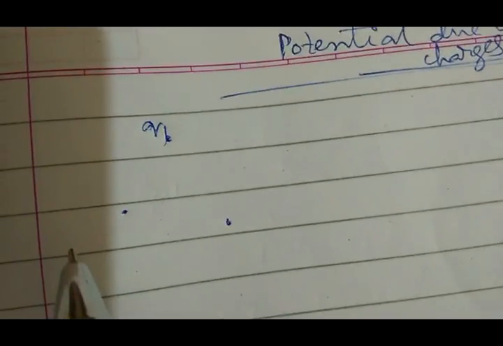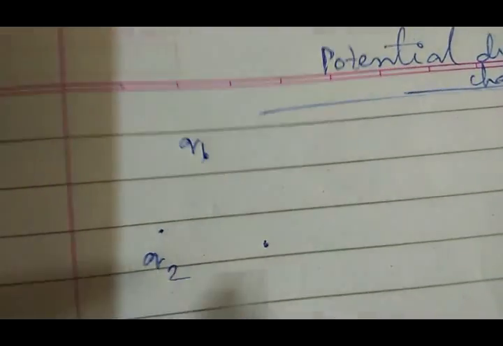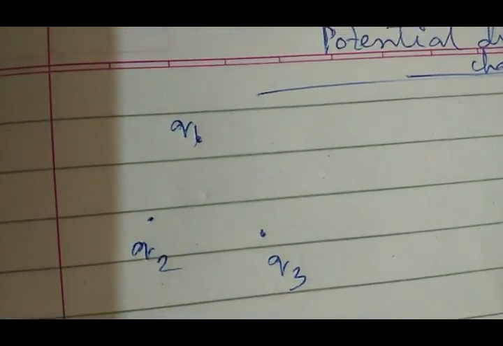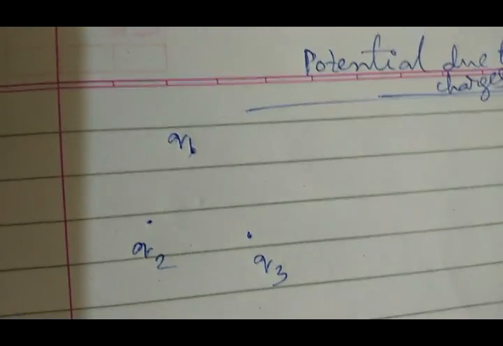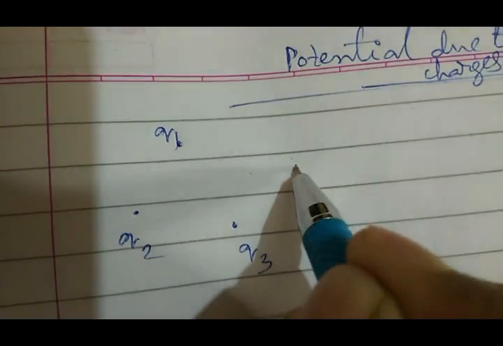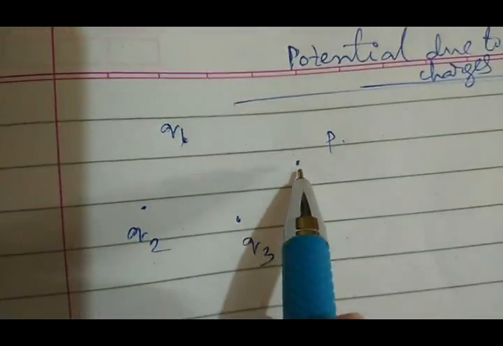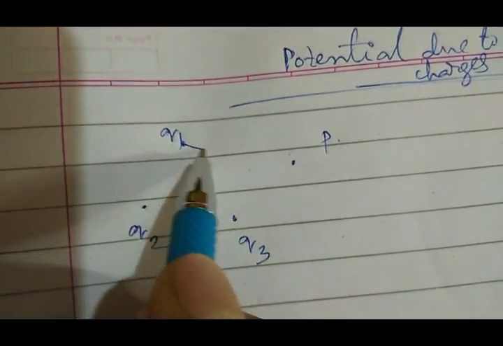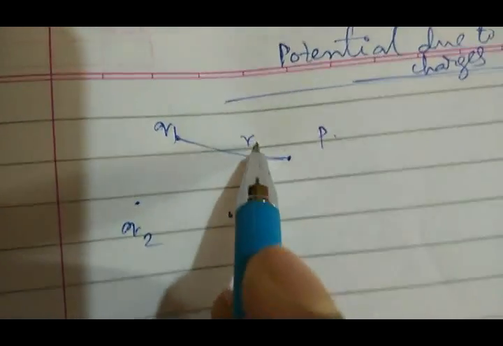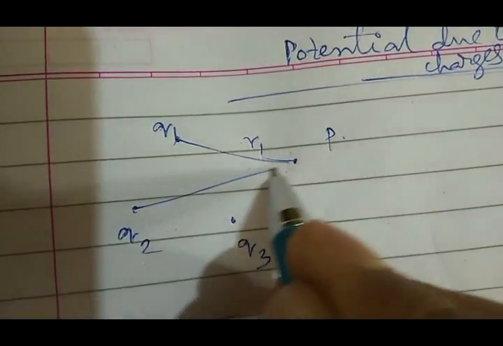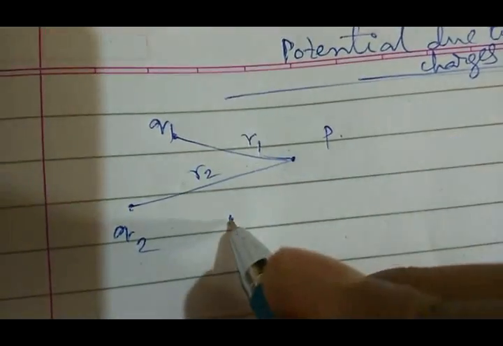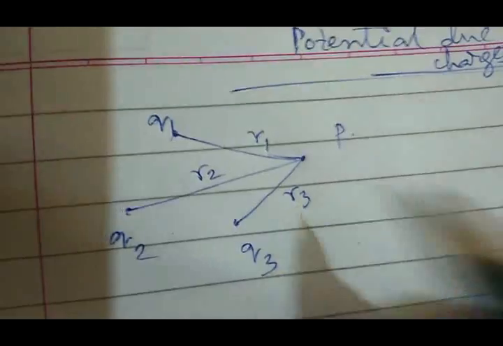Q1, Q2 and Q3 placed like this, and we want to find potential, say at this point P. Say this point is at a distance R1 from Q1, R2 from Q2 and R3 from Q3.